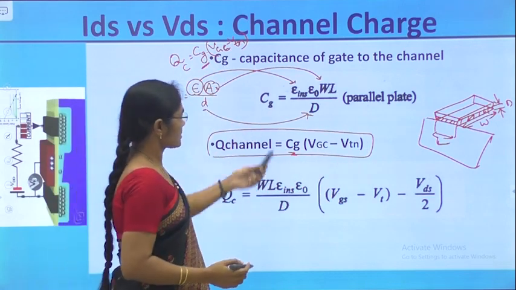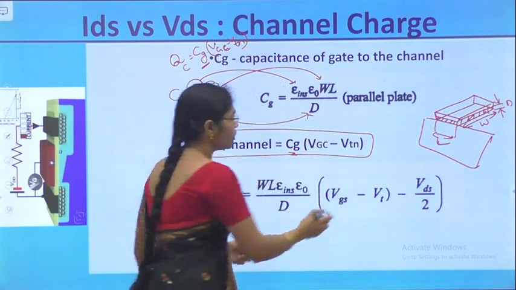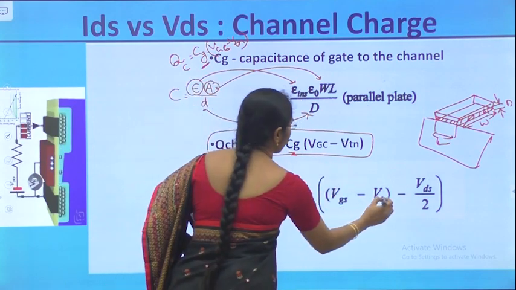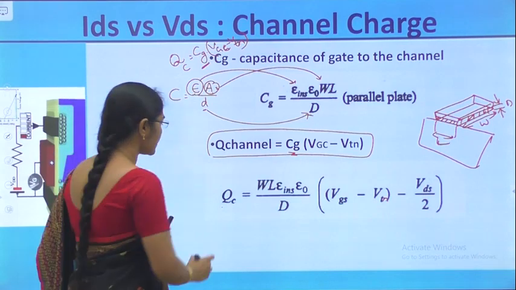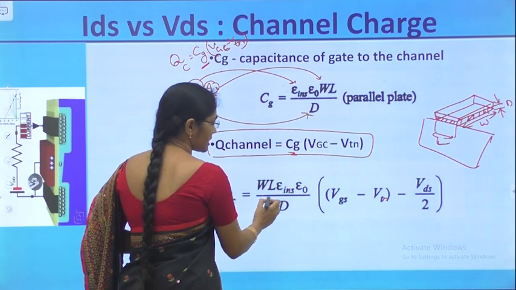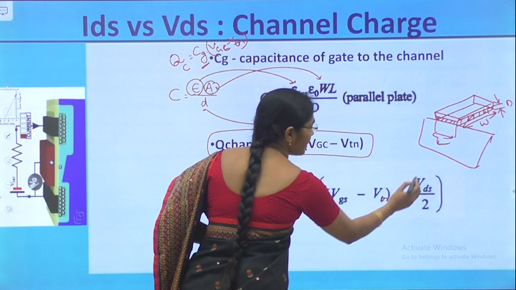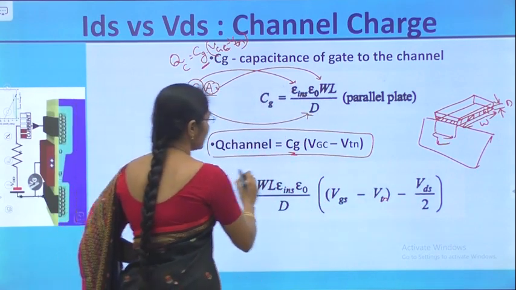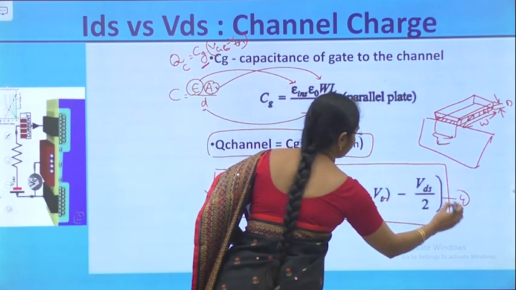So Cg is substituting this, and VGC is equal to VGS minus VDS by 2. By substituting that, and minus Vtn, we can get the value of QC. So QC in the non-saturation region is W into L into epsilon insulator epsilon naught by D into VGS minus Vtn minus VDS by 2. This is the QC equation. Let's take this as equation 4.